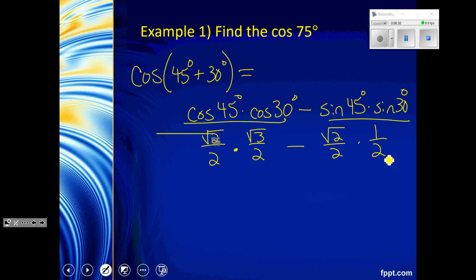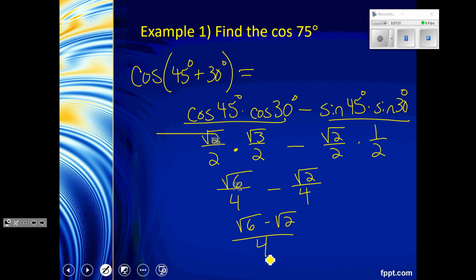Square root of 2 times square root of 3 is square root of 6. What's 2 times 2? 4 minus square root of 2 times 1? Square root of 2 over 4. And because they have the same denominator, what can I do with them? I can smush them together. Square root of 6 minus square root of 2 all divided by 4.